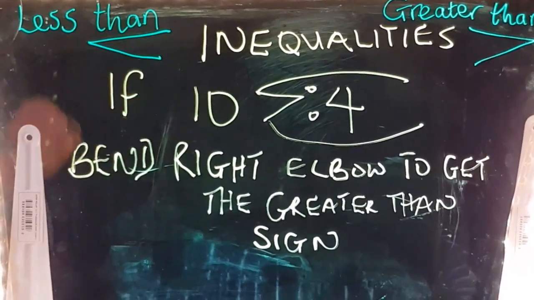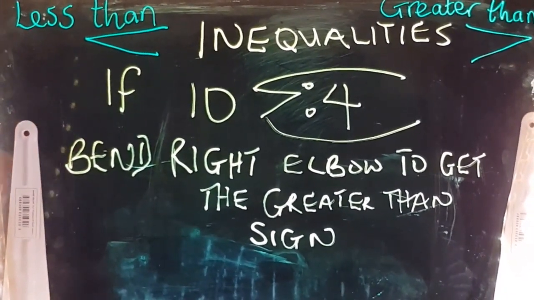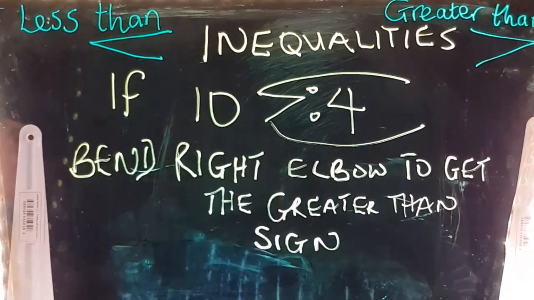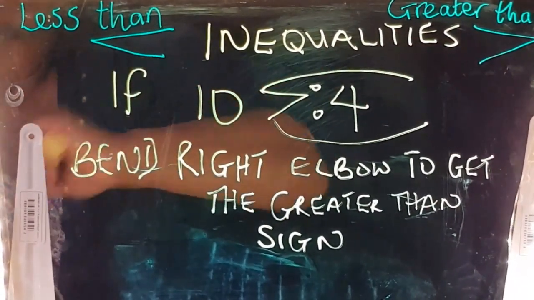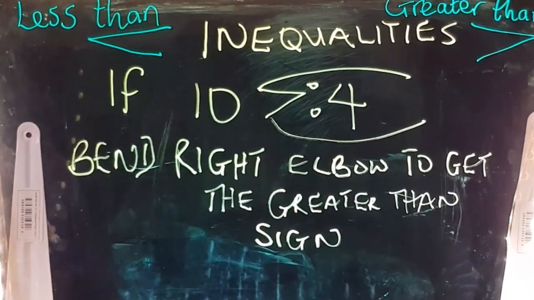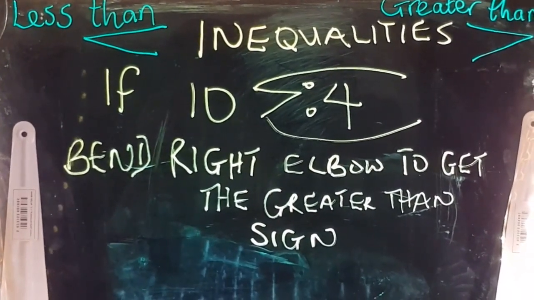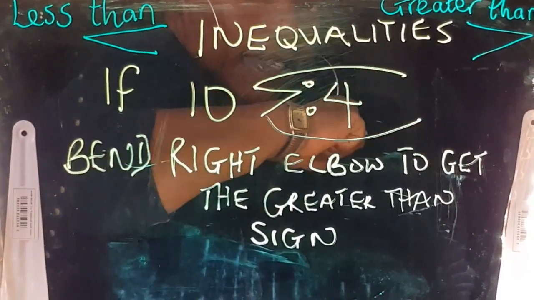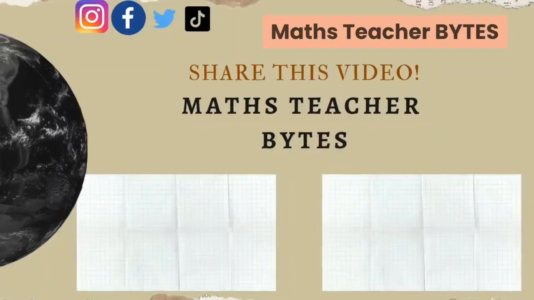Inequalities. When you bend your right elbow, you will get the greater than sign. Like that. That's it there. When you bend your left elbow, like this, you will get the less than.